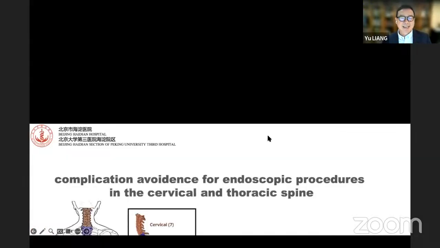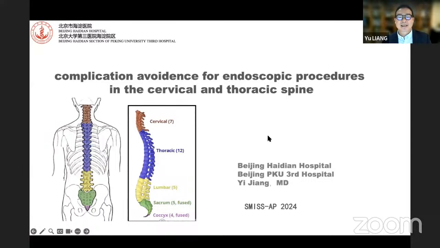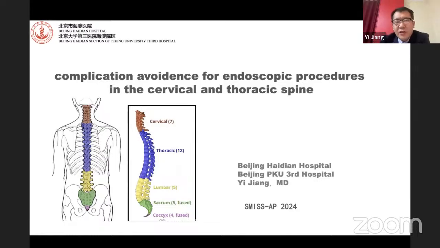I heard three professors talk about microscopy, tubular scopy, and OLIF, focusing on lumbar surgery. So I would like to talk about the complications and avoidance for the endoscopy procedure in the cervical and thoracic spine.